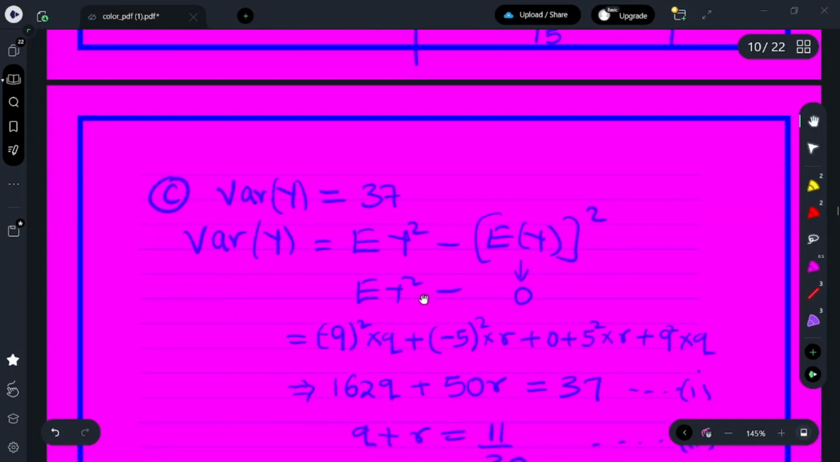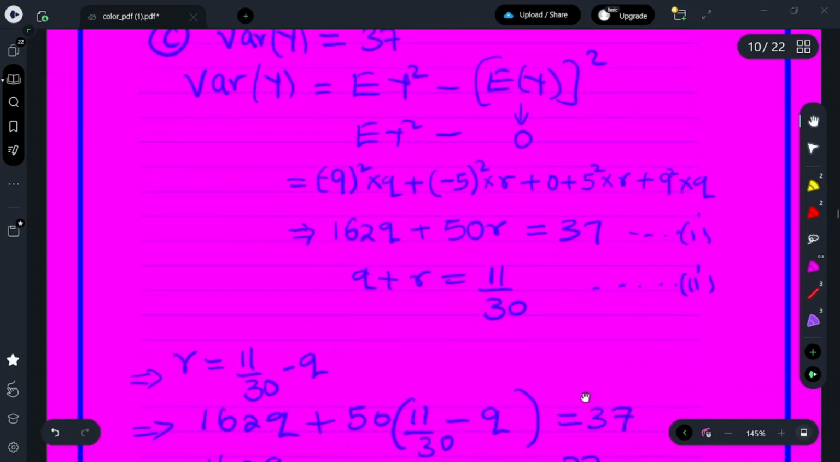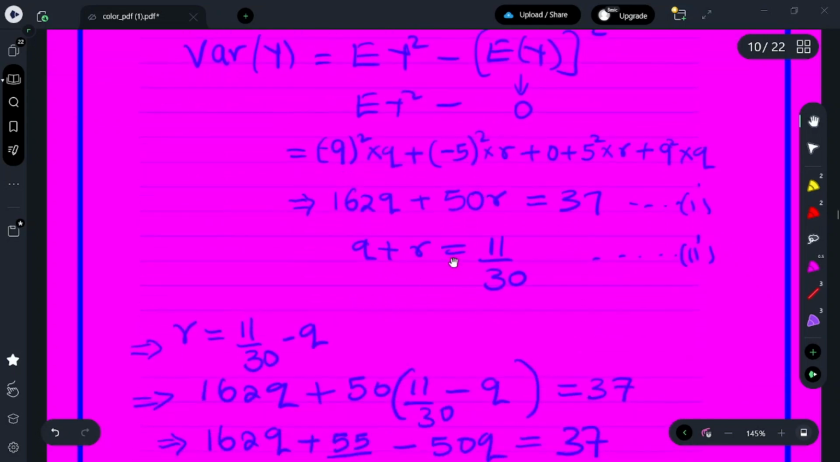Wonderful. So we now need to get the expectation of y squared, which is supposed to be the summation of y squared p: every y value squared times the p value, and this is supposed to equal 37. There is one good thing we know: q plus r is equal to what? 11 out of 30. We have a simultaneous equation.